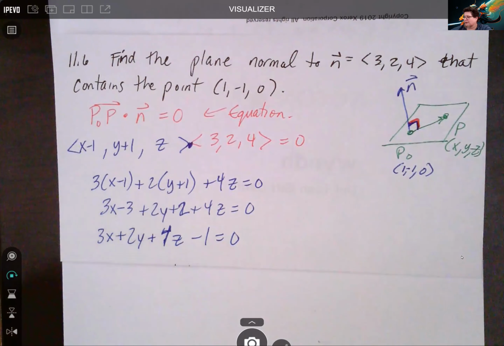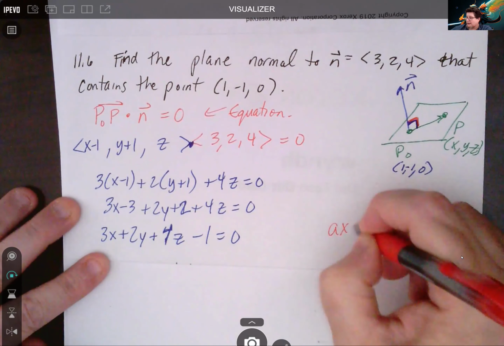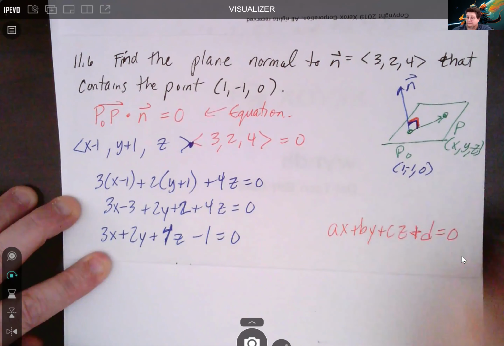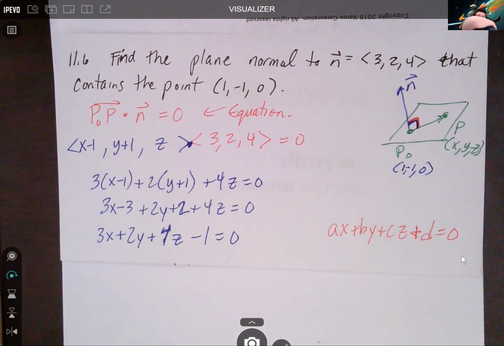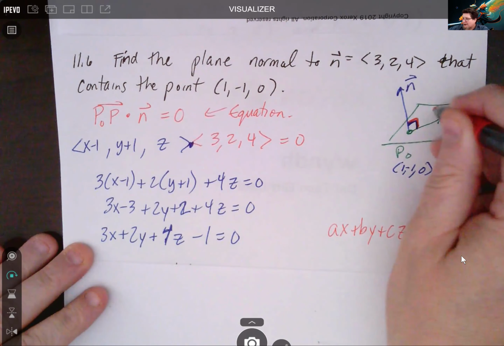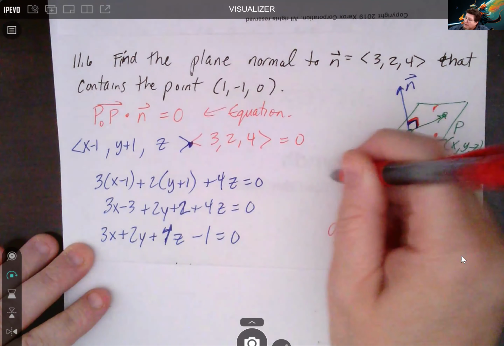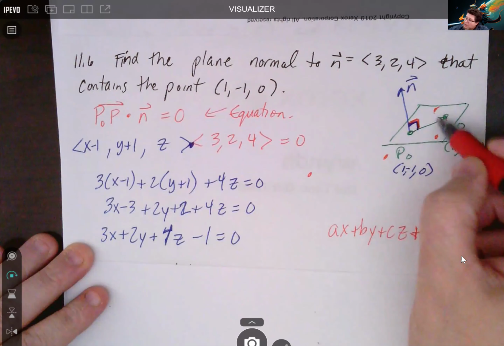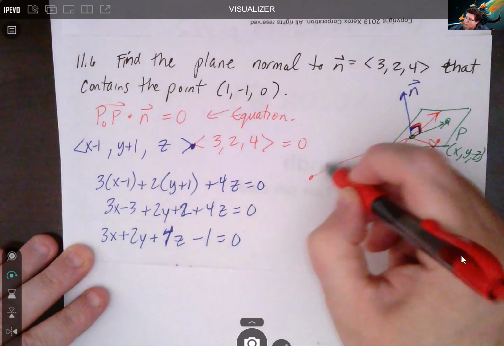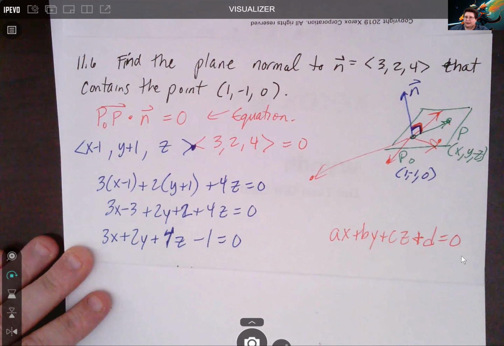This is the standard form that we use. AX plus BY plus CZ plus D equals 0. That's how we describe the equation of a plane. And the reason why is we didn't say where P is. So it could have been over here, it could have been over here, it could have been way over here. As long as it's in that plane, that vector N and P naught P, no matter where they are, are still orthogonal.